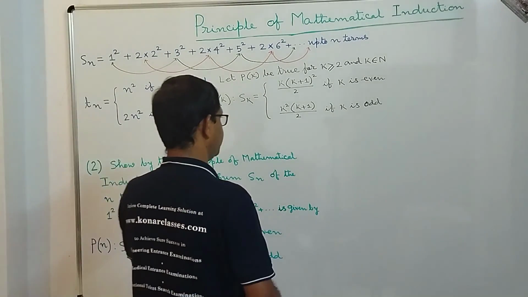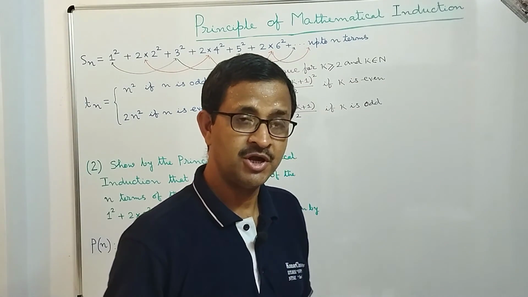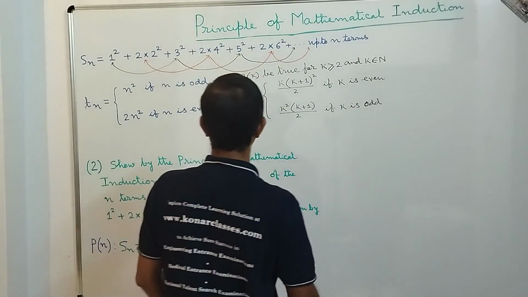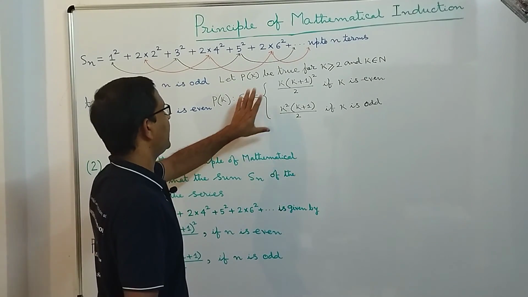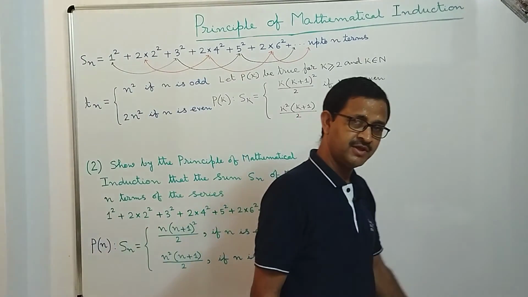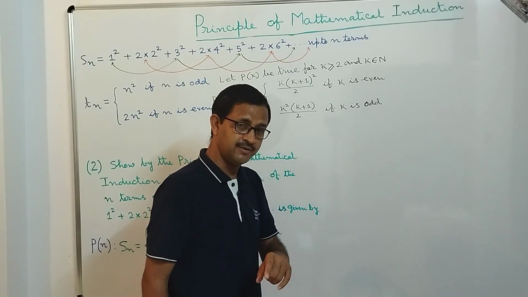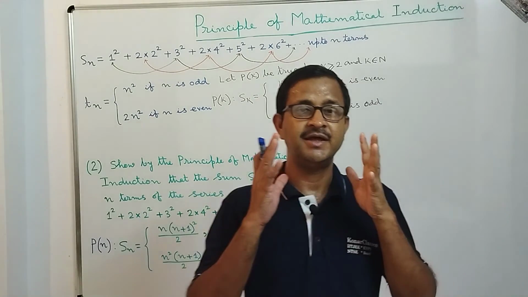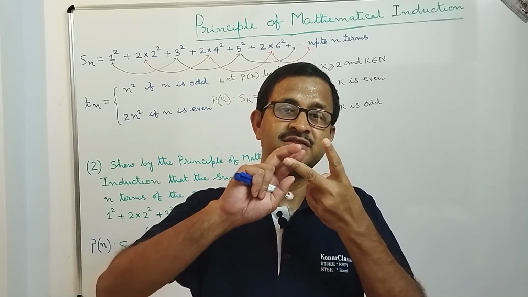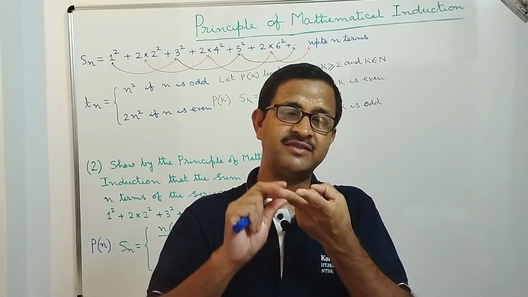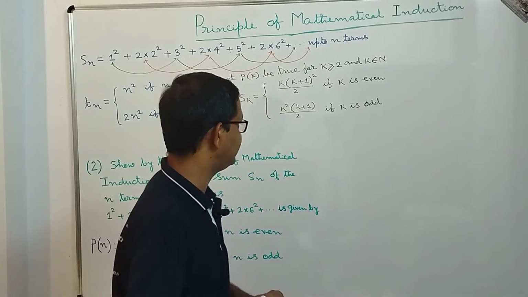What we need to prove? We need to prove that Pk plus 1 is true. Now to prove that Pk plus 1 is true, that means it has to be Sk plus 1, and we need to prove accordingly. Let's see how to prove this one. There will be two cases: one case is when k is even, and the second case is when k is odd. Let's take the first case, when k is even.